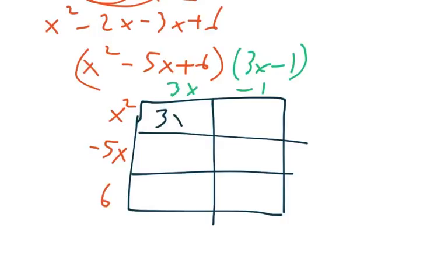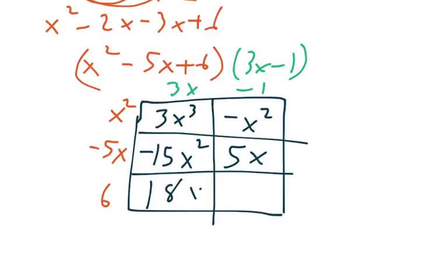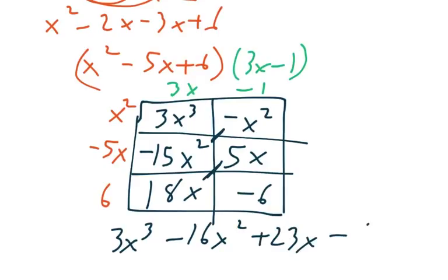So 3x times x squared is 3x cubed. X squared times negative 1 is negative x squared. Negative 5x times 3x is negative 15x squared. Negative 5x times negative 1 is positive 5x. 6 times 3x is 18x, and 6 times negative 1 is negative 6. So we got 3x cubed minus 16x squared plus 23x minus 6.